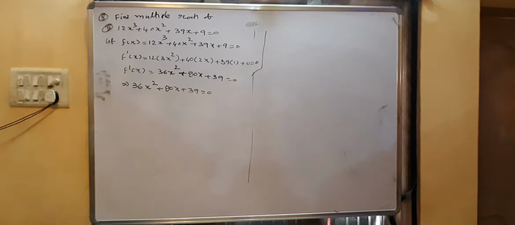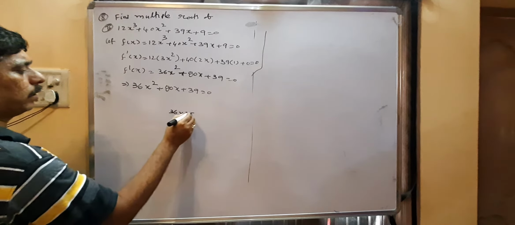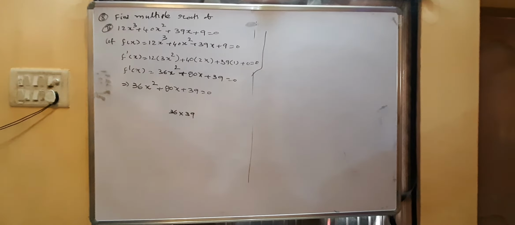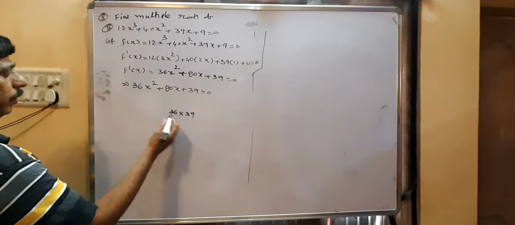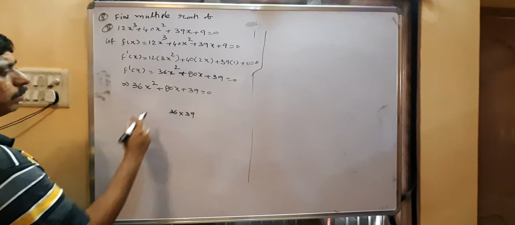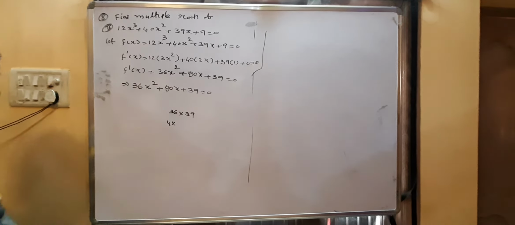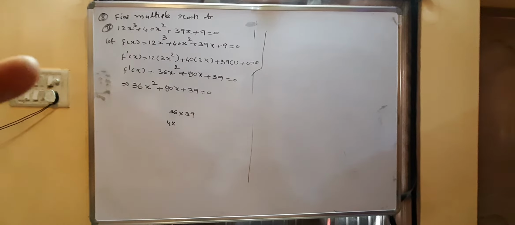Now you have to split the middle term. If you split the middle term, obviously the roots are found. See this one: 36 into 39, factor summation is 80. Any term common, 13. So 36, 4 into 9.